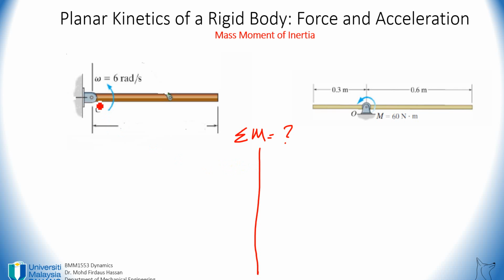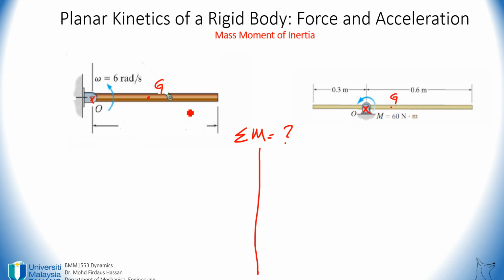So O is on the left side, somewhere about 0.3 from the left side. That's the thing. Then you have to know where G is. Of course, for a symmetrical rigid body, G is in the middle. That's the most important thing you have to know.